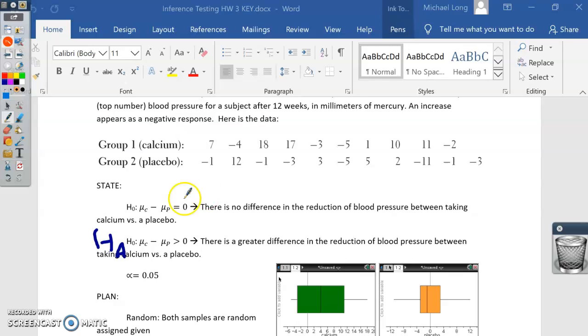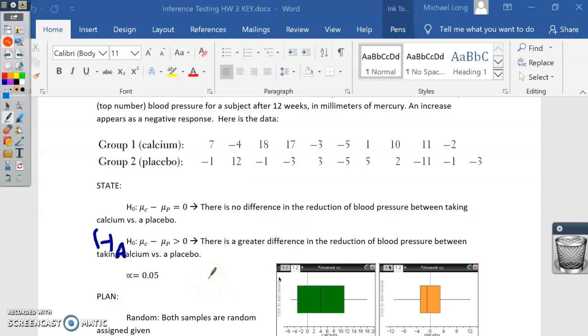Okay, so what we have to do here is write that out into words. So our null hypothesis would be that the mean from our calcium group minus the mean from the placebo group would be equal to 0, because there's no difference in how much the blood pressure was reduced between taking these two medicines. Okay, one's a placebo, not really a medicine. However, our alternative hypothesis, which I know here should be HA, is the calcium group minus the placebo group should be greater than 0, meaning that the calcium group reduced pressure more than the placebo group, if it's greater than 0.